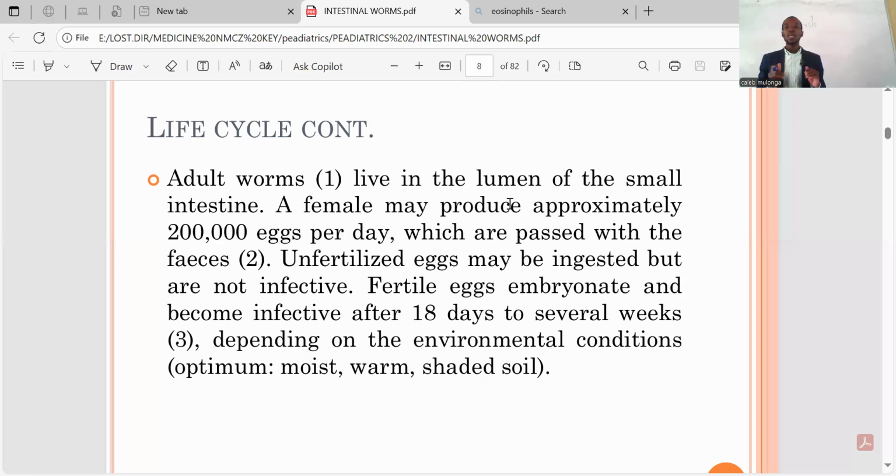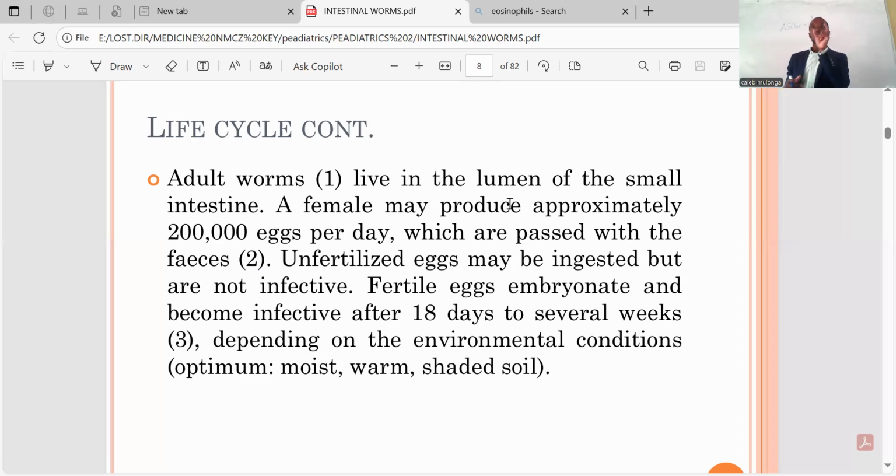So unfertilized eggs may be ingested, but they are not infective. While these eggs are in the fecal matter, if they are ingested by someone, they may not cause infection. Why will they not cause infection? It is simply because at this point, these eggs are not yet fertilized. Is it clear? Okay.